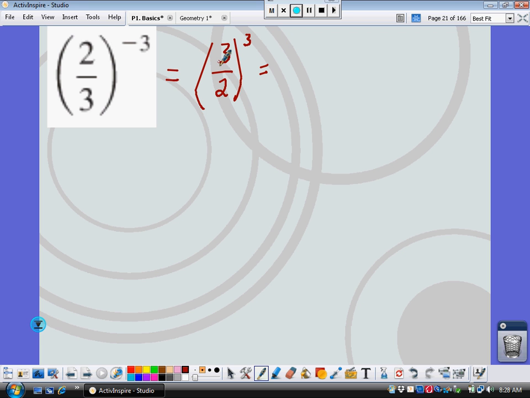3 to the third. And again, here's the mistake. A lot of people are going to want to do 3 times 3. A lot of people are going to want to do 2 times 3 on bottom. Make sure you're raising it to the third power instead of multiplying it. So, Trevor, what's 3 to the third? Good. And what's 2 to the third? And that looks so much like it should reduce, but it won't. 27 over 8. Fraction raised to a negative, flip it.